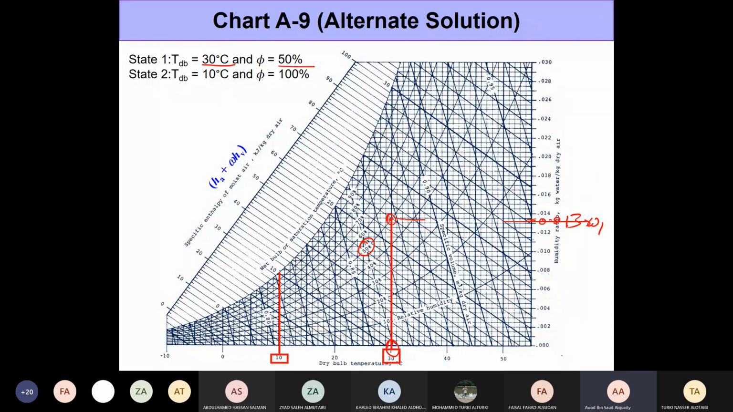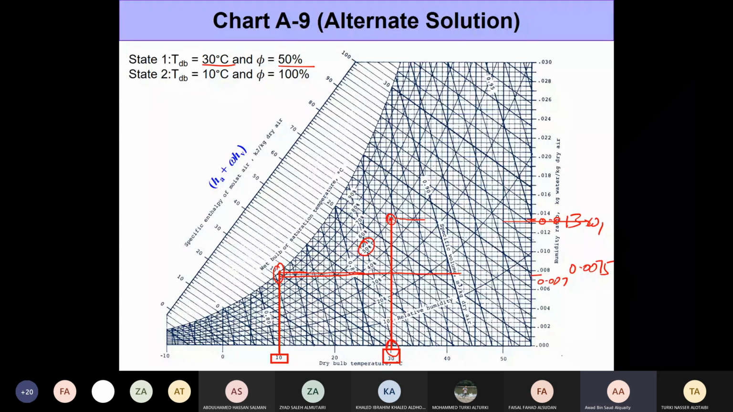Now for state 2, it's saturated. So we just have to make use of the dry bulb temperature and reach here. This is our point. So you draw a line all the way here. Sorry, I should have followed this line at the bottom. When you draw this, it comes out to be somewhere between 0.007 and 0.008. You can take it as 0.0075. It's not going to be exactly 0.0076. There will be minor differences, but that's okay. So you could pick up the omega 1 and omega 2 values from here.